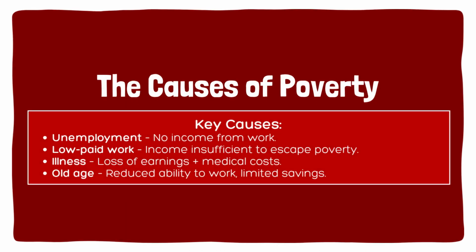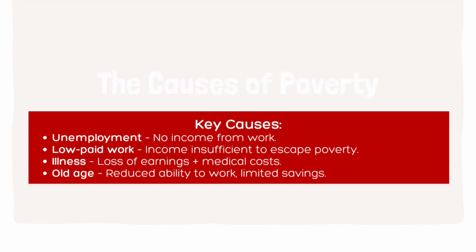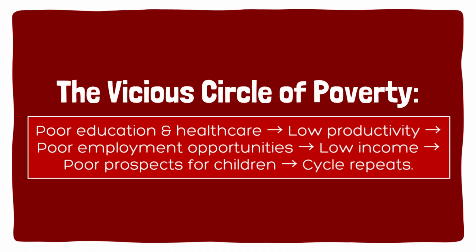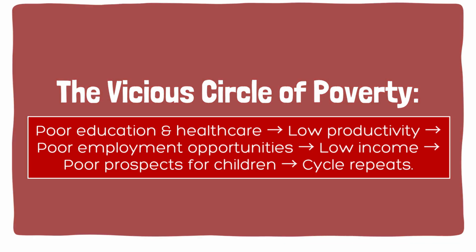There are several causes of poverty. People may fall into poverty due to unemployment, low wages, illness, or old age, all of which can limit their ability to earn sufficient income. Once individuals become poor, escaping poverty can be difficult due to what is known as the vicious circle of poverty. Those living in poverty often have limited access to quality education and healthcare, which reduces their productivity, job opportunities, and income. This disadvantage can also pass on to their children, making poverty a persistent intergenerational issue.